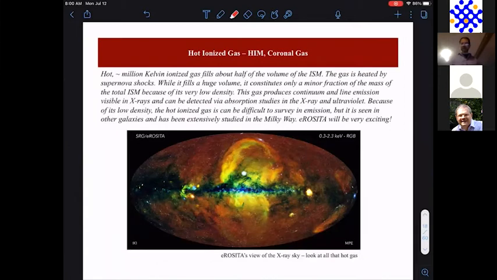This is all I'm going to say, totally unfairly, about the warm ionized gas. I hope we'll hear more of it in the lectures on the Milky Way itself.